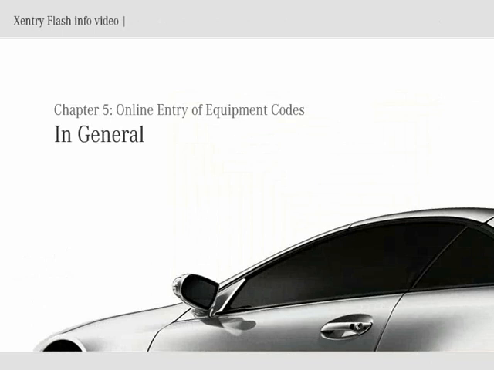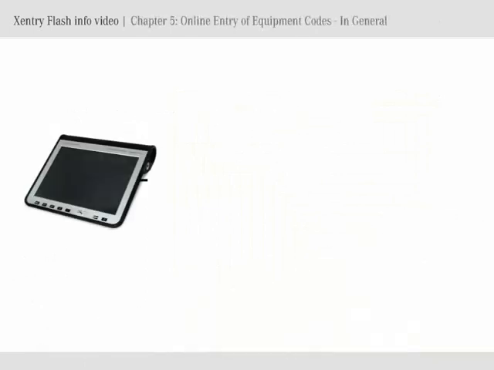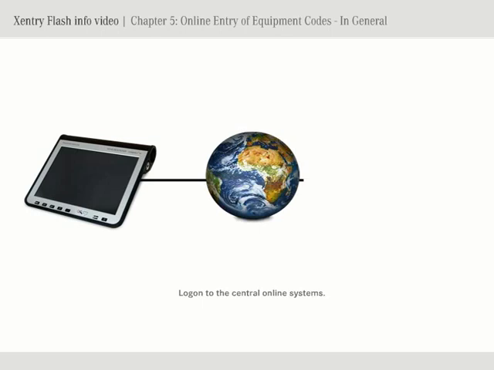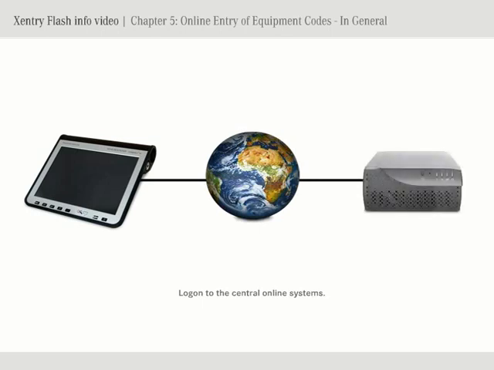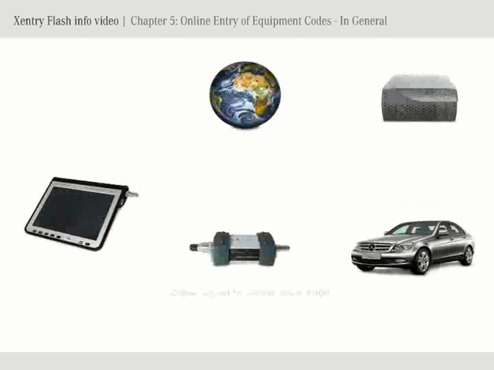In the following example, you will find out more about how to enter equipment codes online in general. At the beginning of this process, you also log on to the central vehicle documentation systems with your Xentry Flash username, user ID and password. Next, there are checks to see if systems respond. Next, the latest vehicle data is determined in FDoc.